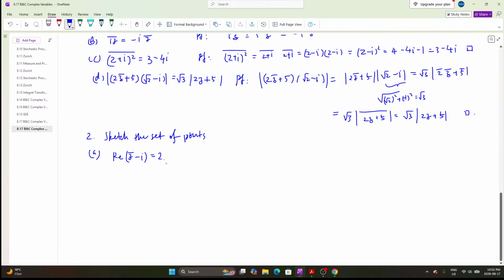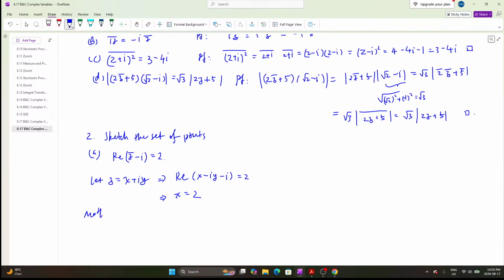To do this, let's just let z equals x plus iy. Write it this way. What we have is the real part of z bar, which is x minus iy, minus i equals 2. Taking the real part is easy. This is just x equals 2. Or you can write it in a separate way.